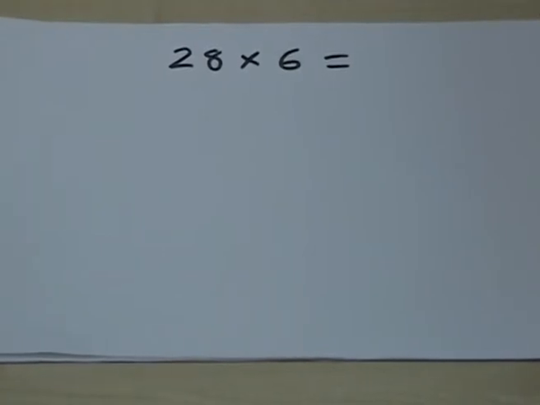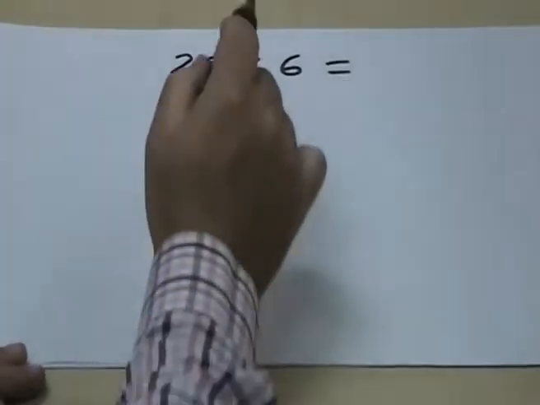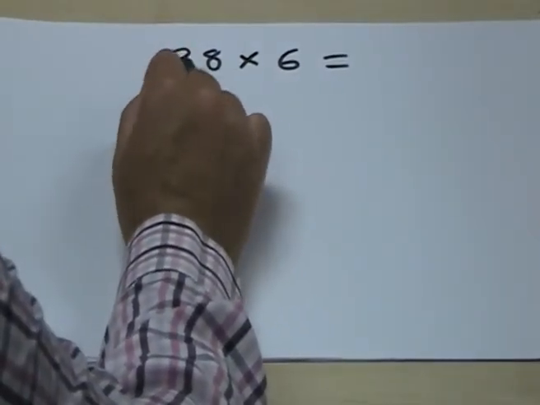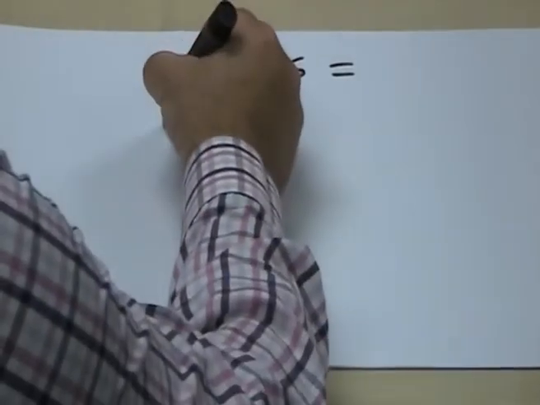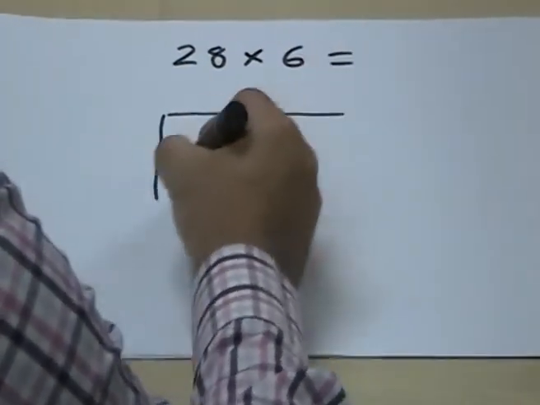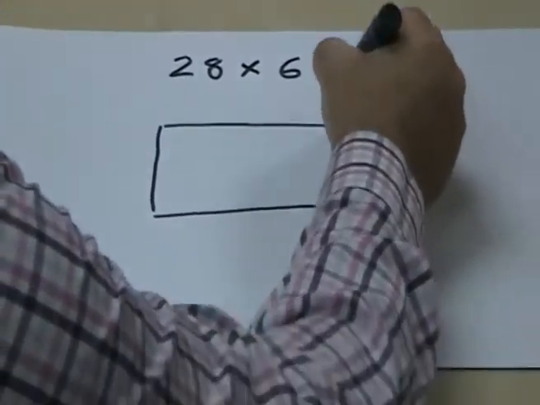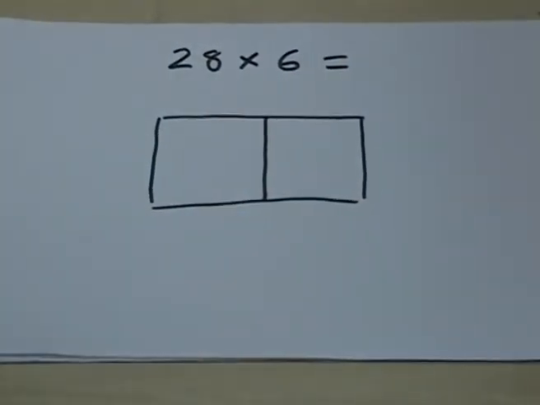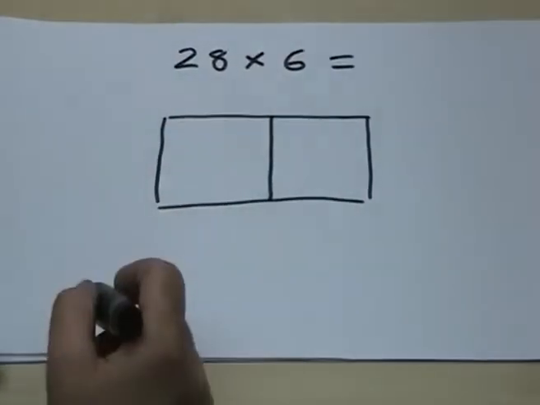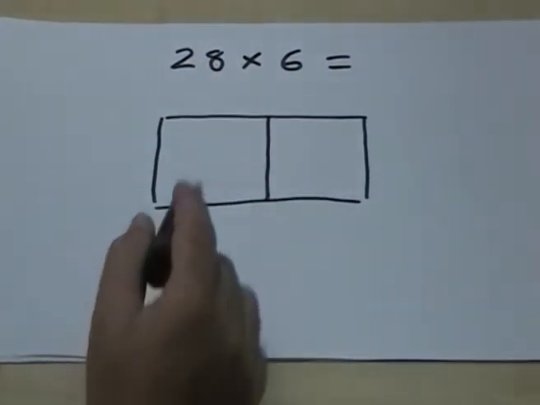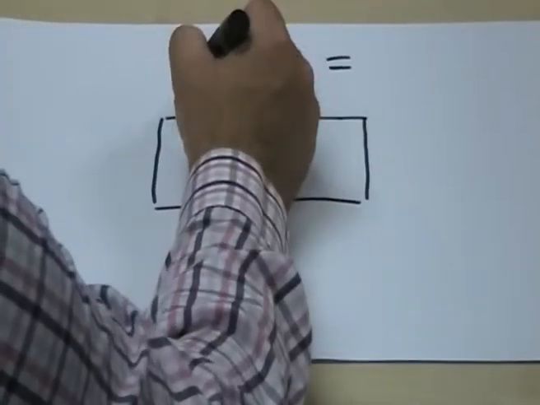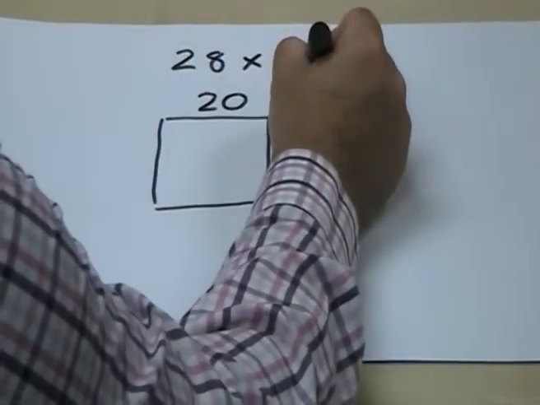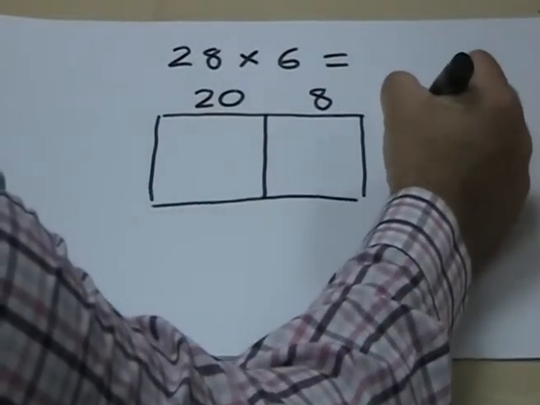So let's start. We're going to look at 28 times 6, so a two-digit number multiplied by a one-digit number. We will need to draw a grid which is going to have two columns and one row. So it'll look something like that. We take the two-digit number and partition it into its parts. So for example, 28 becomes 20 and 8. 6 will be on its own here.